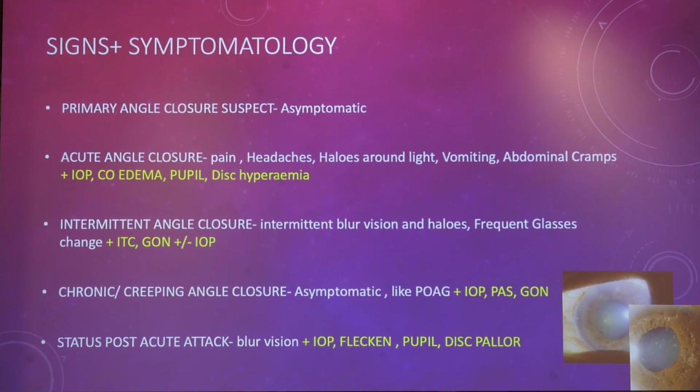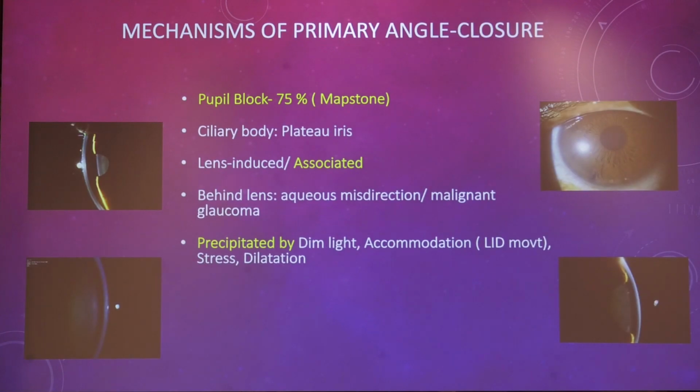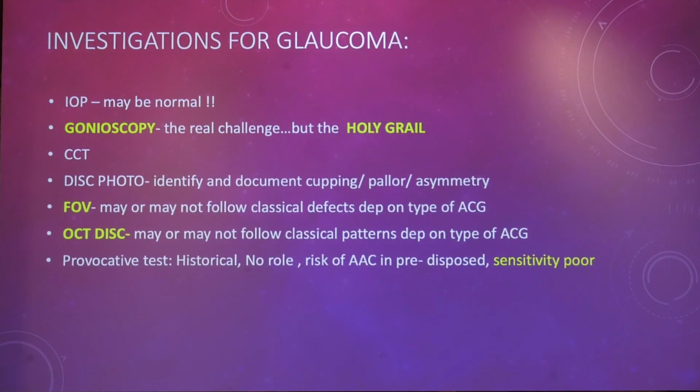Now the symptoms we all know, symptomatic angle closure is always an acute angle closure. Otherwise, it's basically an asymptomatic disease manifesting with repeated blurred vision and changes in refraction. And status post-acute attack, we can see things like glaukomflecken, pupil abnormalities and disc pallor. Now, the important thing is pupillary block is the most important theory according to Mapstone and constitutes 75% of the cases, and the rest are due to ciliary body abnormalities and lens-induced abnormalities behind the lens, precipitated by dim light, accommodation, stress, dilatation of the pupil, etc. There can be more than one mechanism at play at one time. That is what we should know.